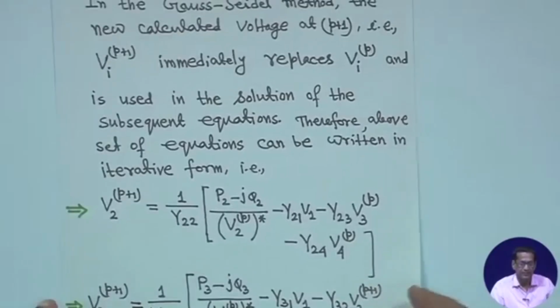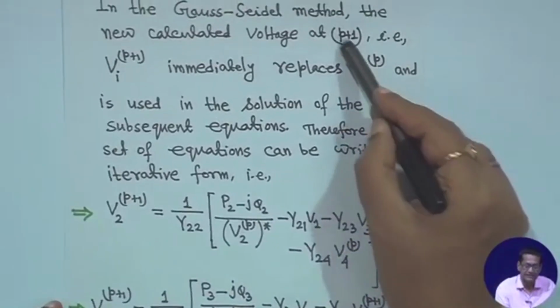Now, in the Gauss-Seidel method, the new calculated voltage is at the (p plus 1) iteration, where p is the iteration count.